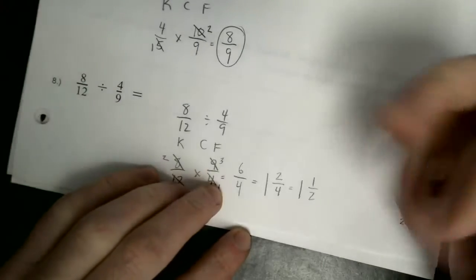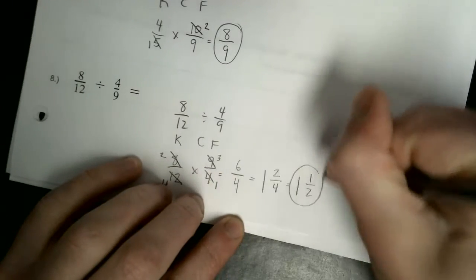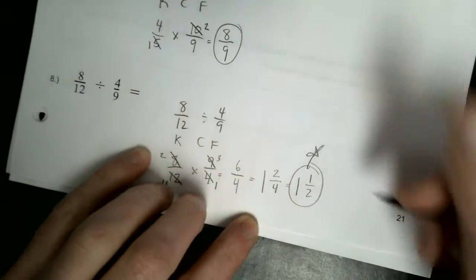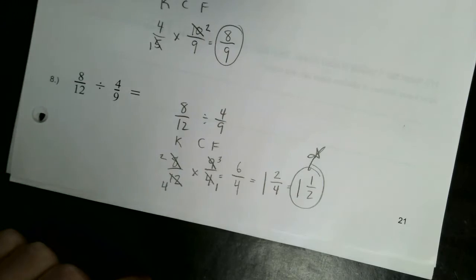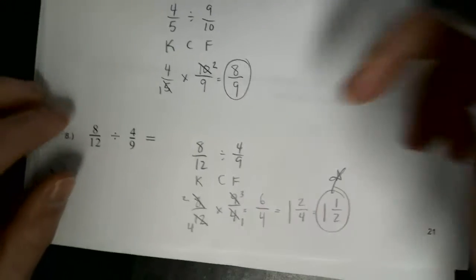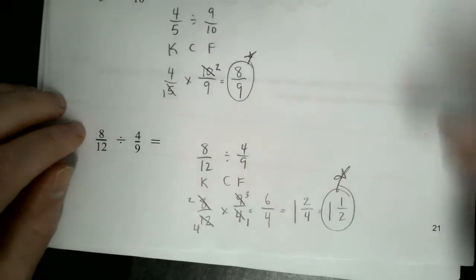But you should have gotten 1 and 1/2. 1 and 2/4 is close, but you'd want to simplify the 2/4 to 1/2. 8/9, by the way, if you got 8/9, tiny star.